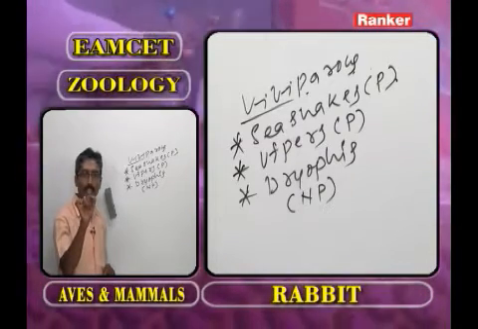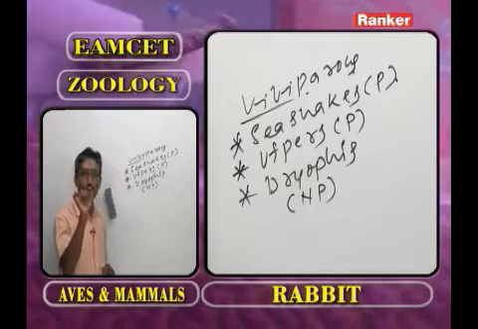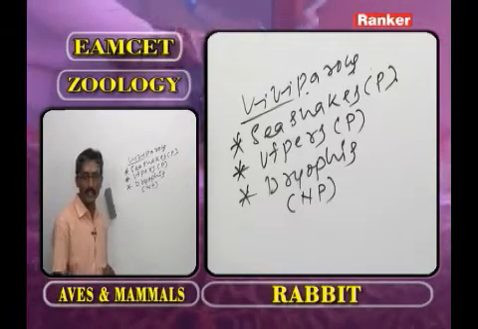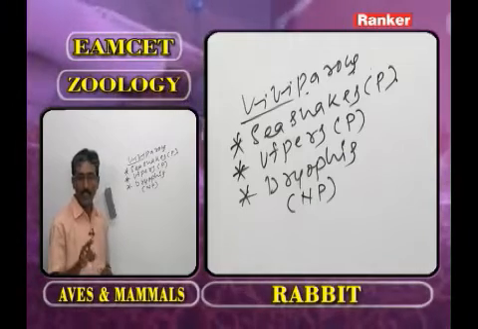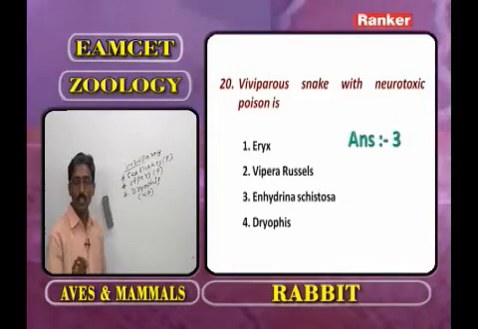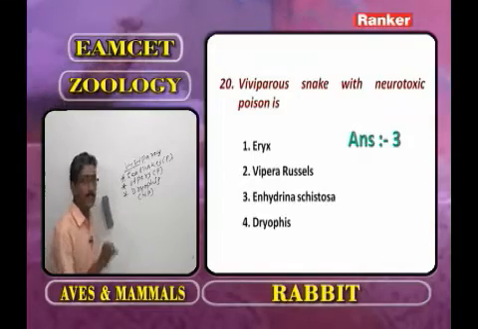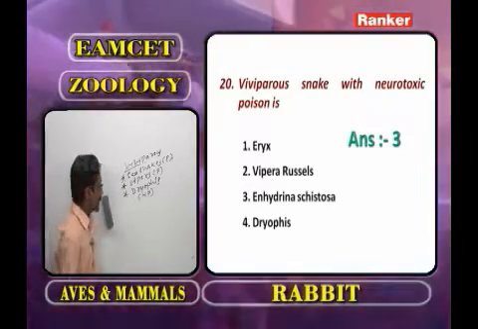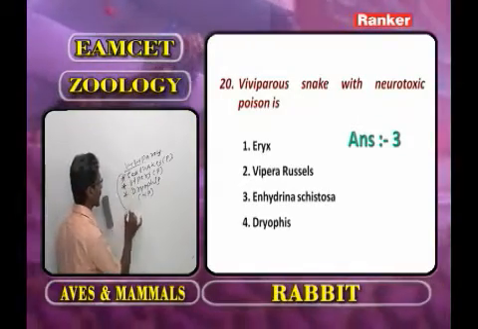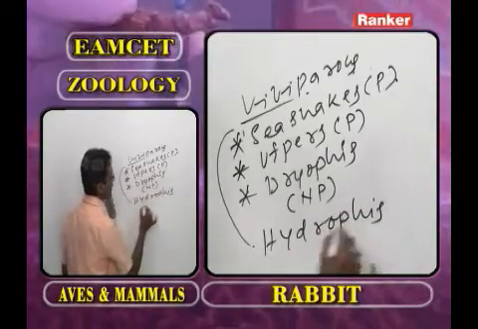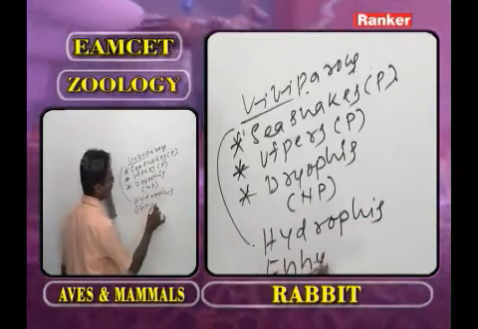Where is the respiratory center present? In the medulla oblongata. Medulla oblongata is the part of the nervous system. Now here, viviparous snake with neurotoxic poison. The best example is sea snake. What are the sea snakes? The scientific names of sea snakes: one is Hydrophis and the second one is Enhydrina.